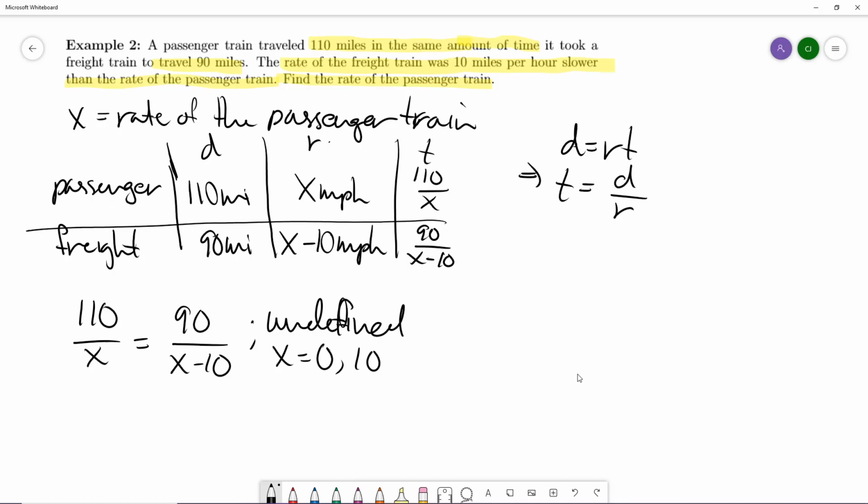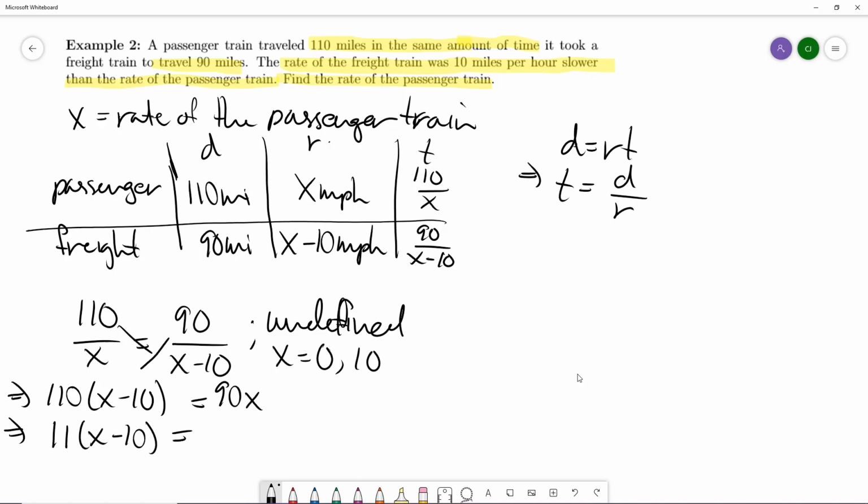Now let's solve. I'm going to use the cross product. So 110 times x minus 10 is equal to 90x. Instead of dealing with big numbers, I noticed 110 and 90 both have a common factor of 10. So if I divide both sides by 10, I get 11 times x minus 10, and 90 divided by 10 is 9x. Now let's keep solving. This is 11x minus 110, equal to 9x.